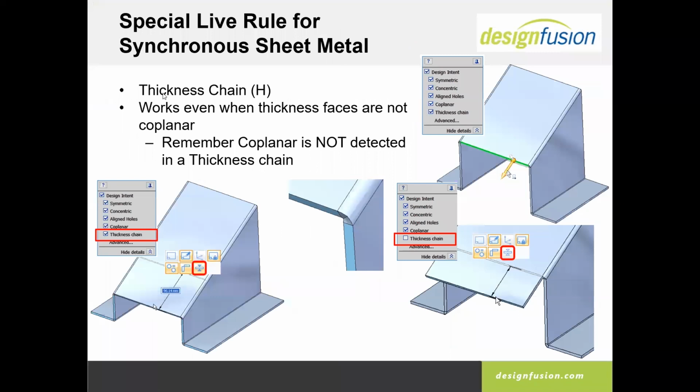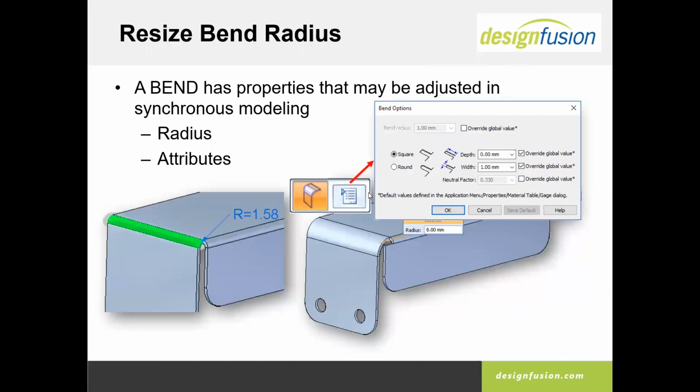Because this is sheet metal, we've added this thickness chain live rule. And what the thickness chain does, it looks at the entire thickness of a chain piece of sheet metal. So if I grab this with thickness chain on, the entire thing moves. If I turn thickness chain off, only this part of the entire chain will move. Do not confuse this with coplanar. It is different, and I'll show you in a minute how different.